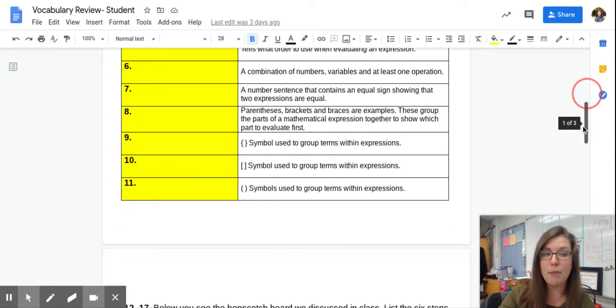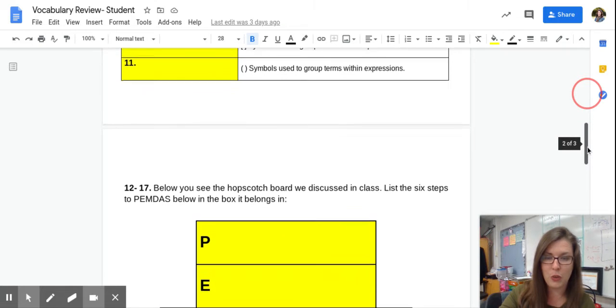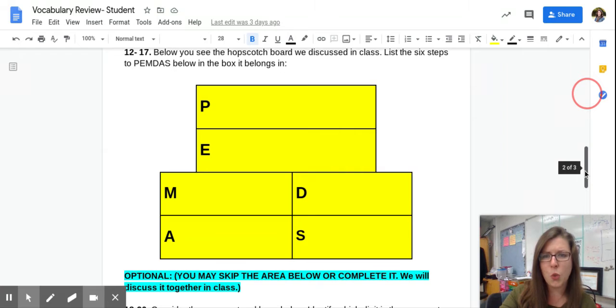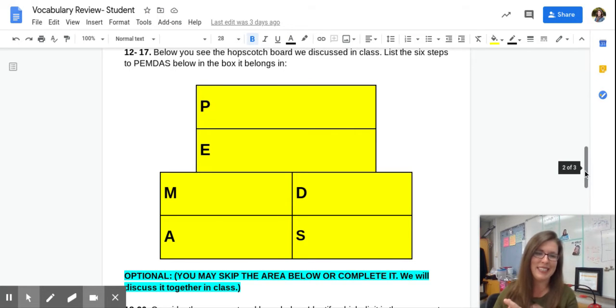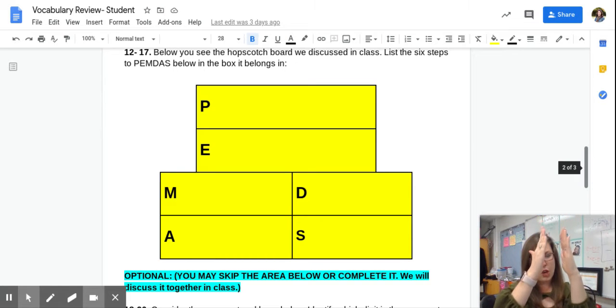Remember, the yellow highlighted boxes are what I'm expecting you to fill out as you do this assignment today. As you scroll down, questions 12 through 17 are asking you to complete the Hopscotch board. Remember, as we have been talking in this unit, we've discussed how really the steps of PEMDAS don't all just fall vertically. That's a common misconception.